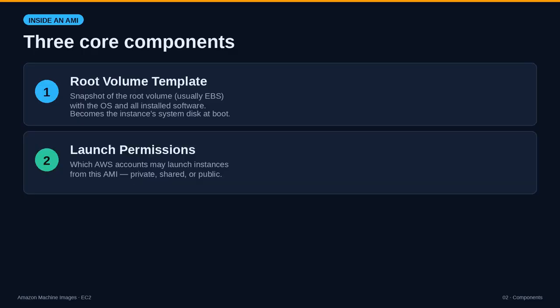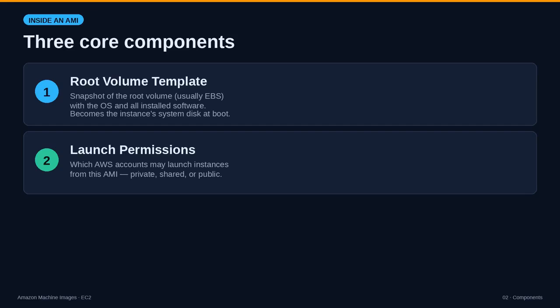Second, launch permissions. These answer a simple question: which AWS accounts are allowed to launch instances from this AMI? You can keep it private to your account, share it with a partner account, or make it public.